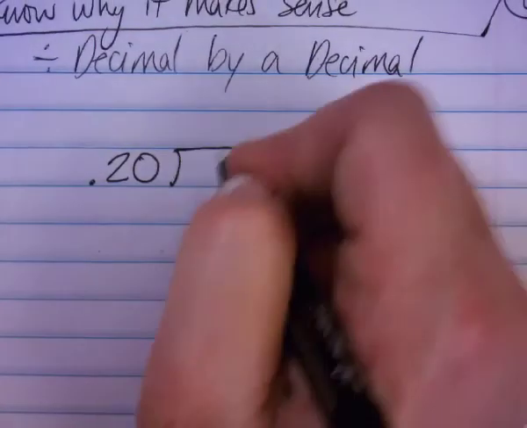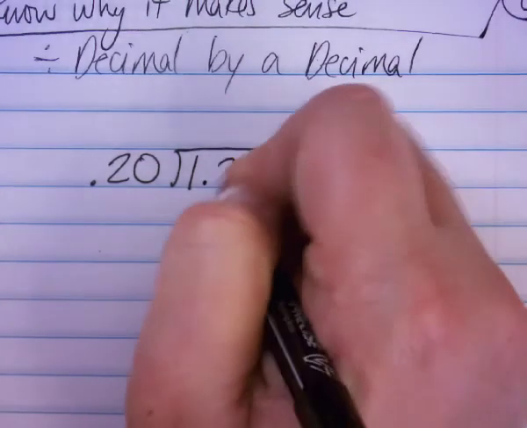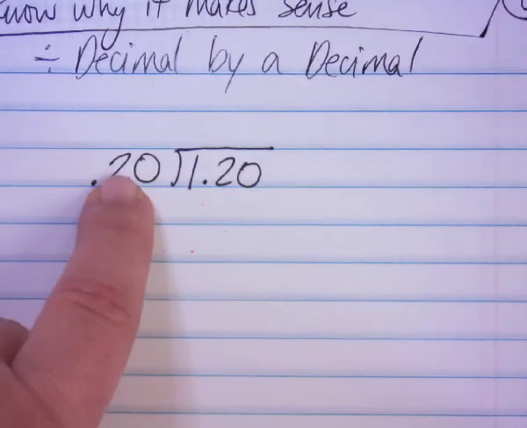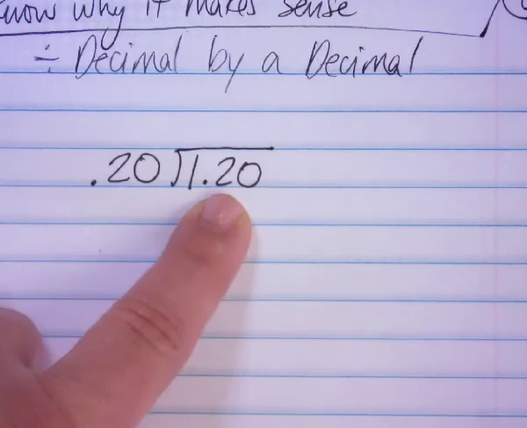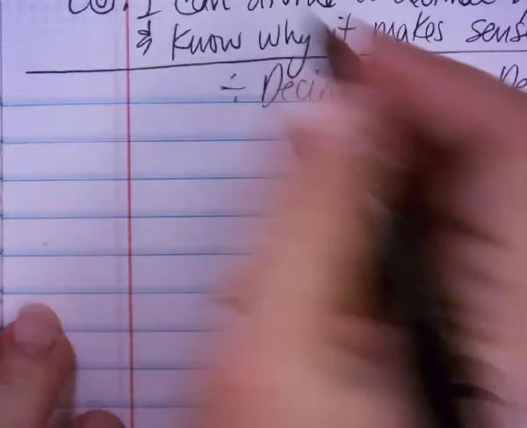All right, so we have 1 and 20 hundredths divided by 20 hundredths. It's like $1.20. And how many groups of 20 cents go into $1.20? So let's put a little thinking bubble over here.